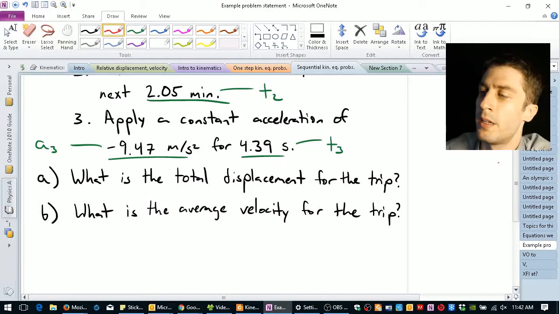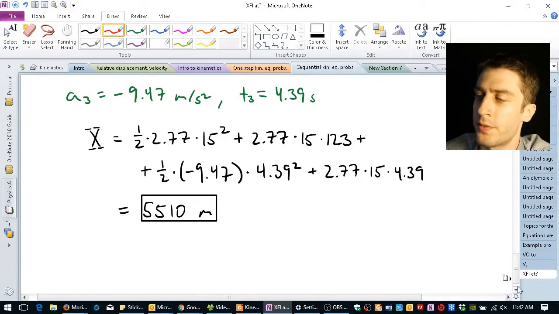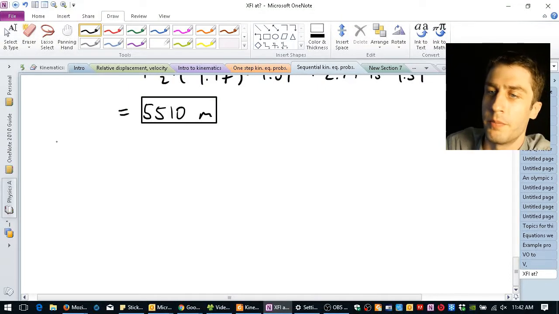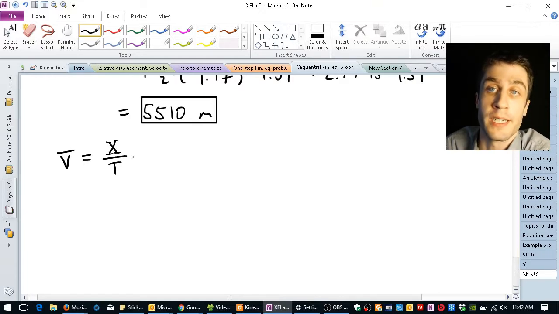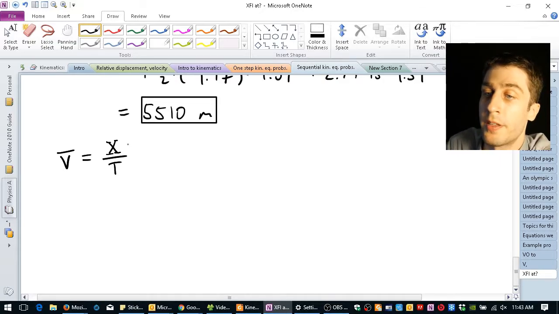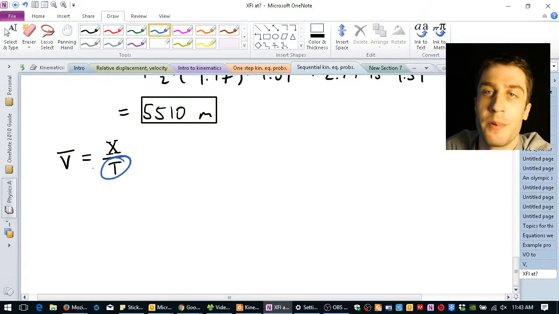So I could have included the average velocity for the entire trip among the variables that we solved for, but I chose to omit it because it's pretty straightforward. V average, or average velocity, is equal to capital X divided by capital T, the total displacement divided by the total time, right? That's the average velocity for the entire trip. It's the displacement for the entire trip divided by the time that the entire trip took. So we have that except for capital T. We need to calculate that first.